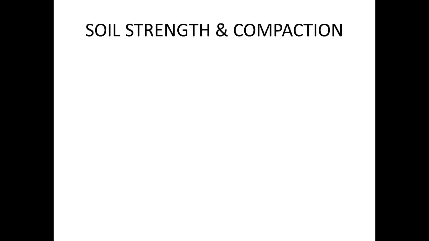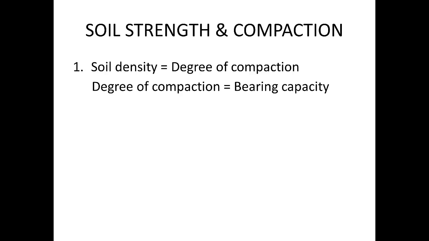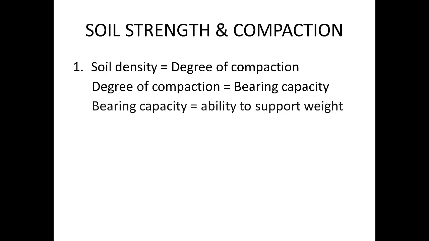First, soil density, as defined for the Proctor test, is equivalent to that soil's degree of compaction, also known as its bearing capacity, which is actually that soil's ability to support more or less weight.